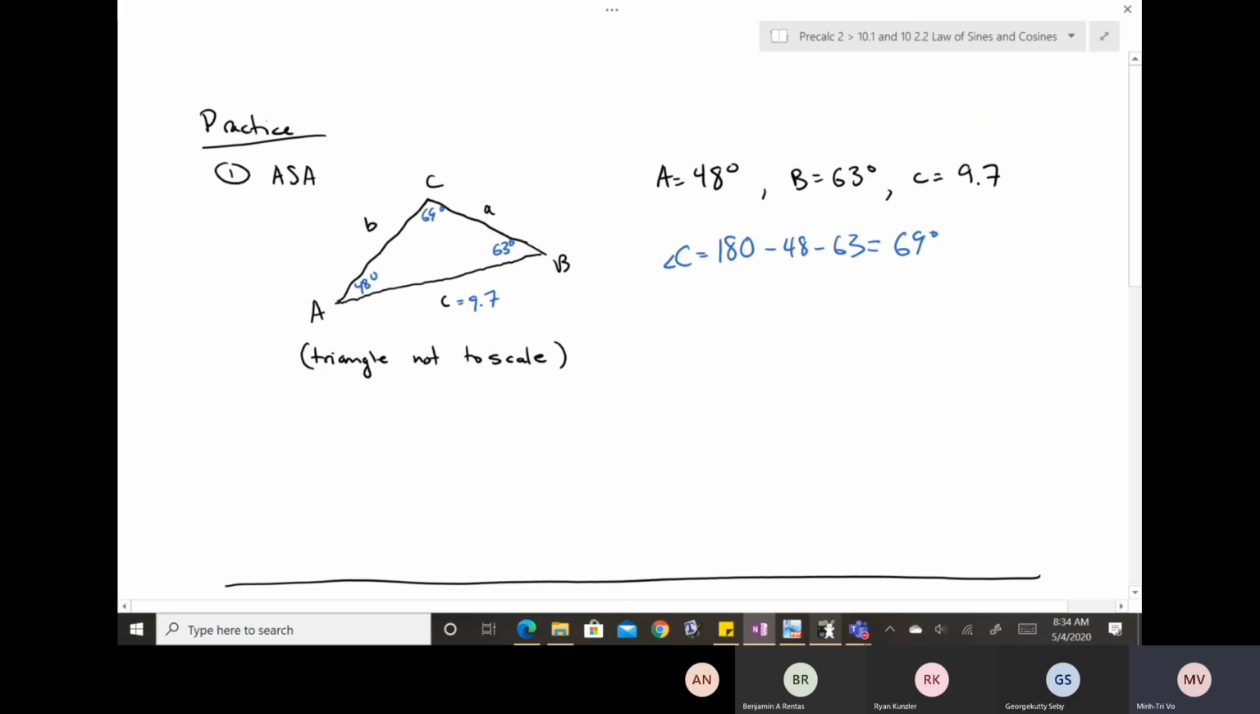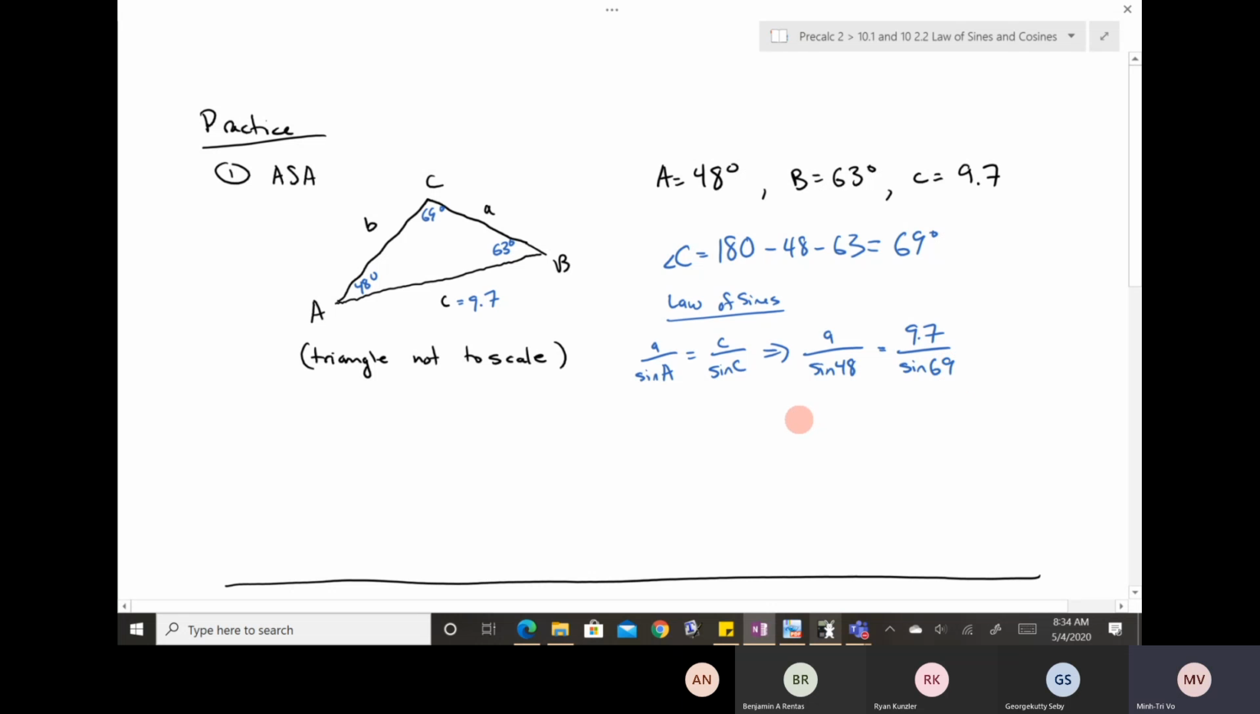It's the same as before, right? So now we use the law of sines. Angle C and side C are the ones that are completely known. So if I want to figure out A, I should relate it to C. So plugging in the information, A over sine 48 is equal to 9.7 over sine 69.